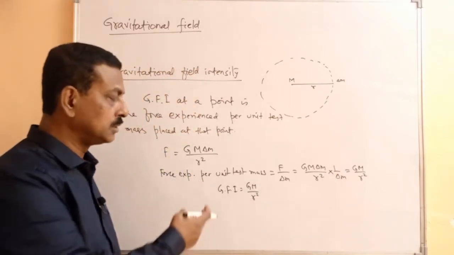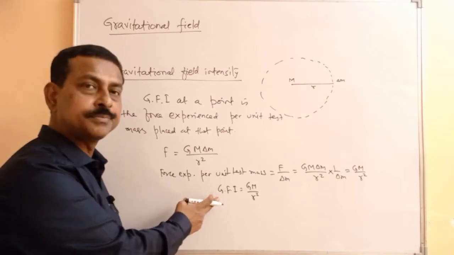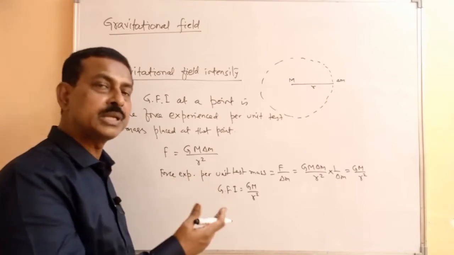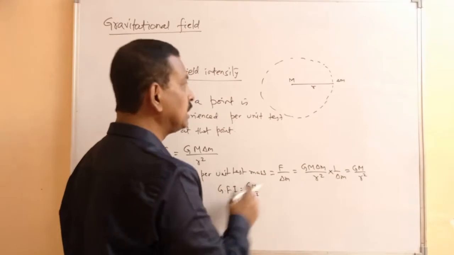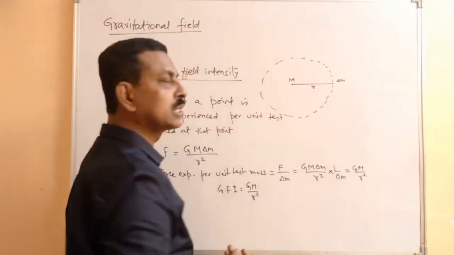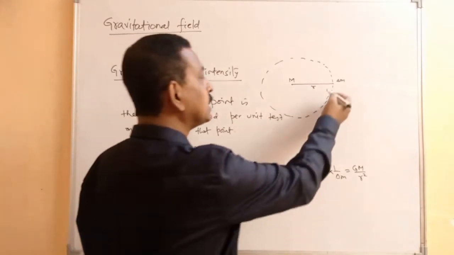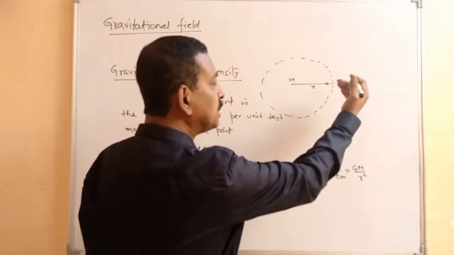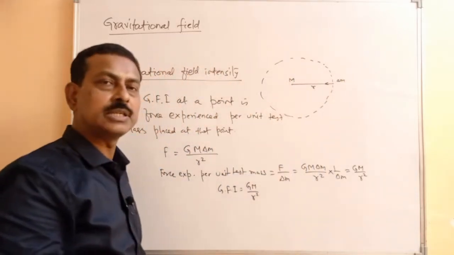And remember, this will definitely be a vector quantity because it is the force experienced. And what will be its direction? It will definitely be directed towards the given mass there. So in that case, this will be the direction of the gravitational field intensity there.